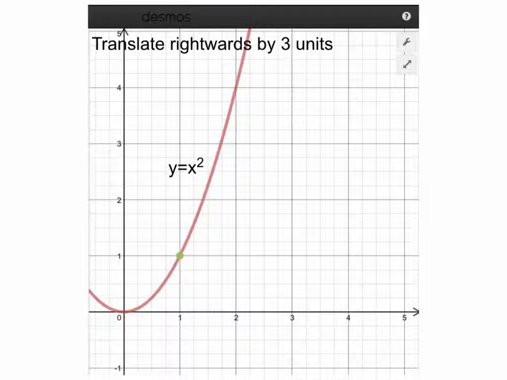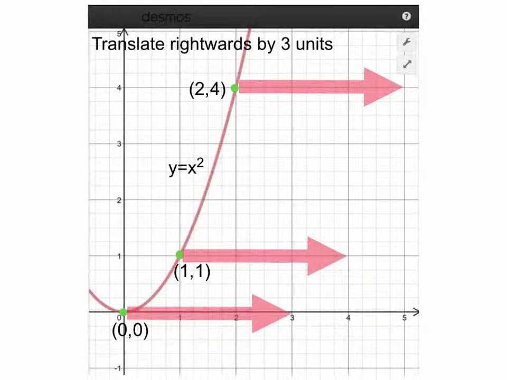Here, I want to translate the graph of y equal to x squared to the right by 3 units. Let's see what happens. Let's take a look on 3 points on the original graph, which are (0, 0), (1, 1), (2, 4). All these 3 points will be moved to the right by 3 units, so they will be (3, 0), (4, 1), (5, 4). Then we can connect those 3 points, and the image of the graph will look like this.